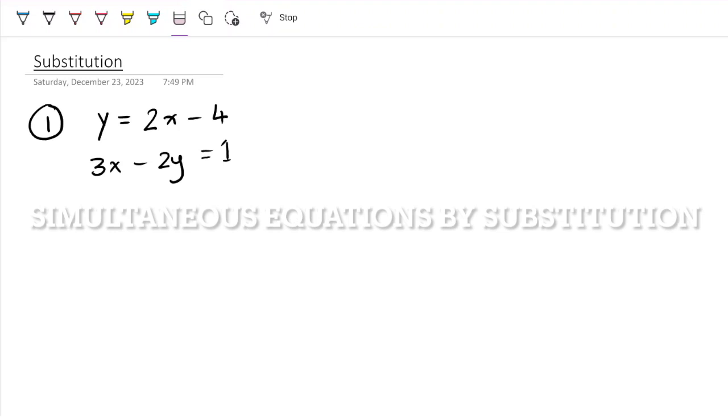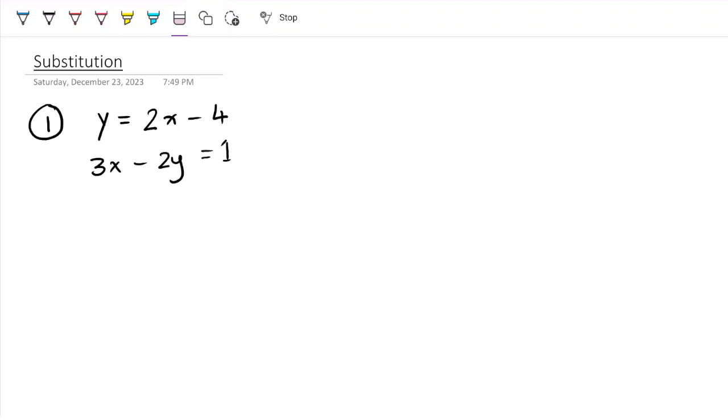Solving system of equations by substitution. As you can see, there are two different equations. We have to solve them to find the value of x and y. There are three different methods to solve them: by elimination, by substitution, and by graphing. So we are doing it by substitution now.